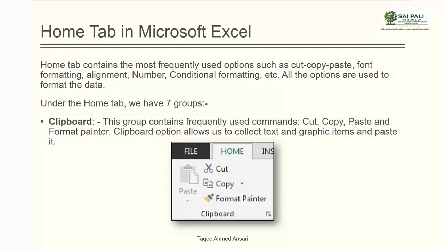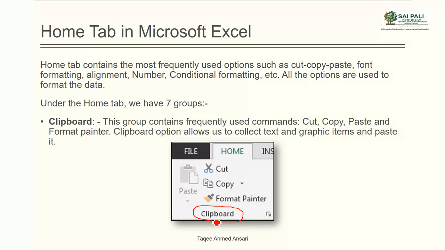And this is the default tab whenever you open Excel, the first time or any time. The default tab that opens is the Home tab. Now in this Home tab, we have 7 different groups. Among those 7 different groups, the first group which you see is Clipboard.